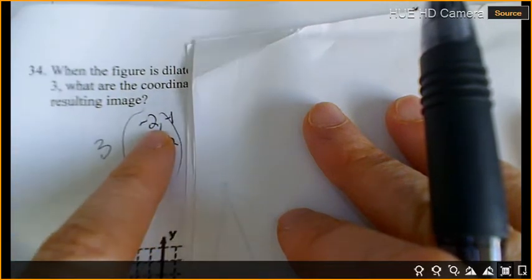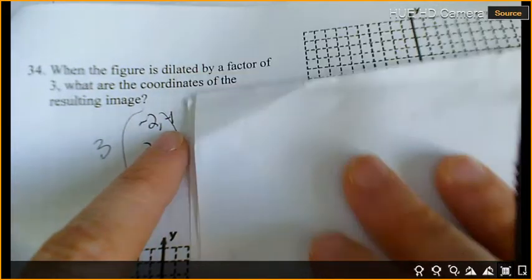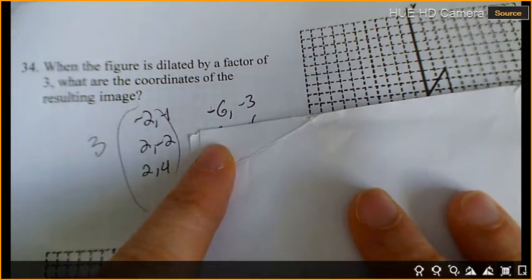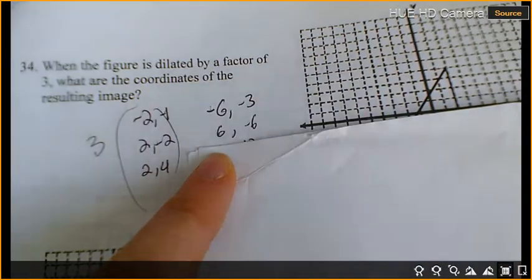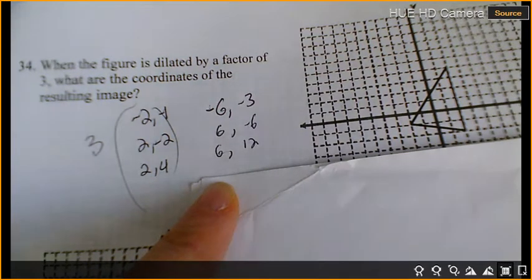Multiply each one. So negative 2 times 3, negative 1 times 3. That gives us negative 6, negative 3. 2 times 3 and negative 2 times 3. That gives us 6, negative 6. 2 and 4. That gives us 6 and 12. Questions about that for dilation? Some people always tell me, I know how to do everything but dilation. Dilation should be pretty darn easy because you're just multiplying by what the number is.